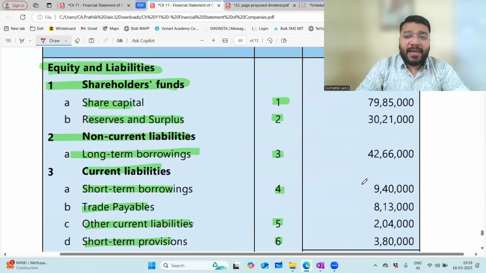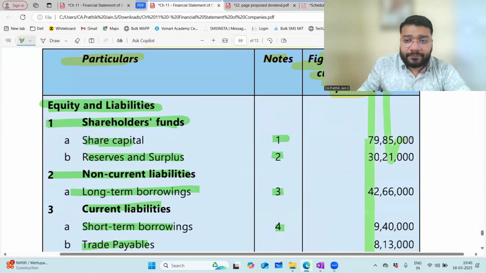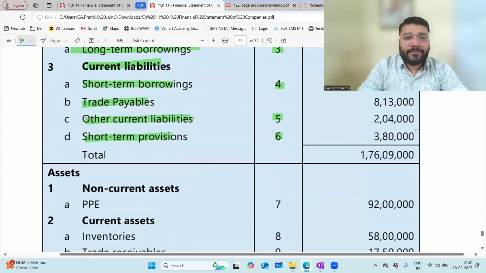So in the face of balance sheet, please write 79,85,000. Yes. Next is reserves and surplus.